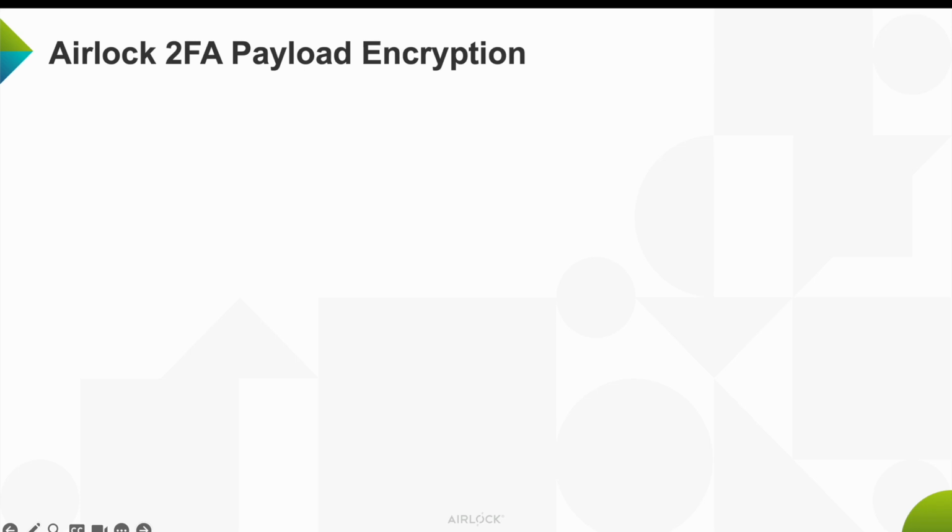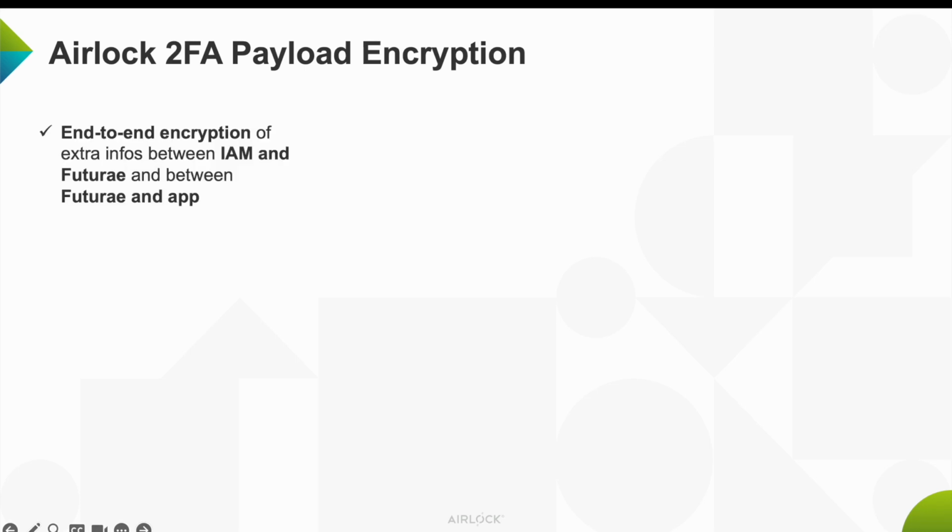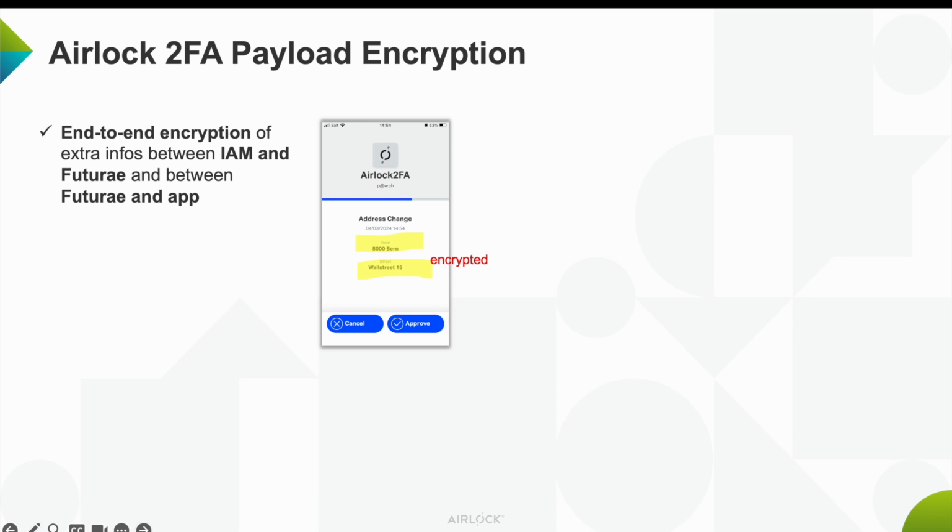Another new feature is Airlock 2FA payload encryption. What is it about? It's about end-to-end encryption of extra infos between IAM and FutureA, and between FutureA and the app. So what are extra infos? Extra infos, as shown in this example, are typically personal or potentially personal information that is shown in the Airlock 2FA app during transaction approval, or it could also be during login or any other approval type. This is called extra info. With the new feature, this information is encrypted in the IAM application and decrypted by FutureA, and then encrypted again by FutureA and decrypted on the mobile phone app. So it adds another layer of security and secures this personal or potentially personal information more than it did before.